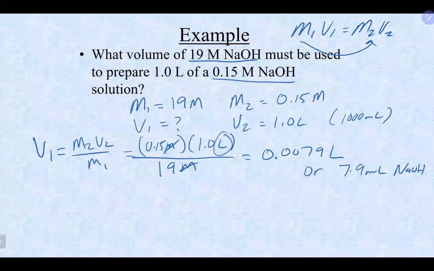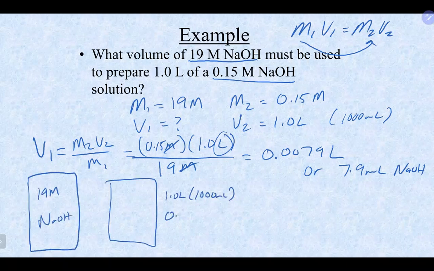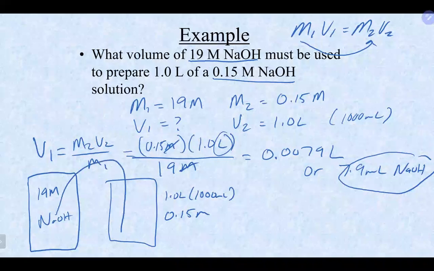Any question on that calculation there? So basically what we have going on here is we have a bottle of 19 molar sodium hydroxide sitting there. We want to make a new container that is 1 liter or 1,000 milliliters and has a concentration of 0.15 molar. So this number that we just circled is how much of the more concentrated sodium hydroxide we would take to put into our new container: 7.9 milliliters of sodium hydroxide.